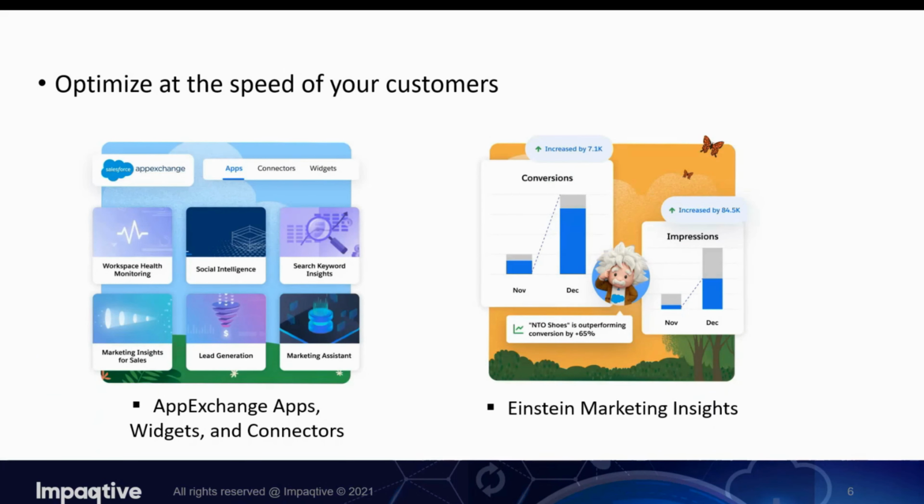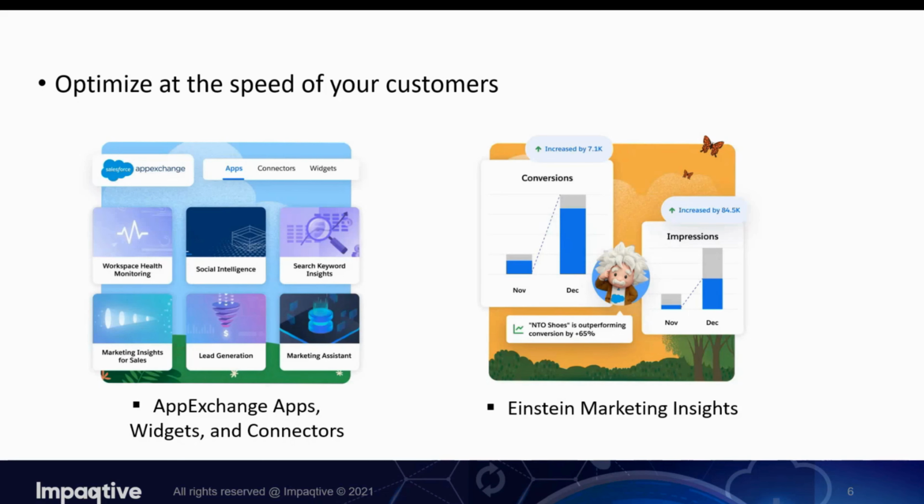Next is optimize at the speed of your customers. Here in the MDP, you can discover apps, connectors, and widgets made by experts, and they are ready to deploy on day one itself. Apps package data ingestion and visualization for marketing use cases like attribution, media mix, and more. You can easily kickstart your performance optimization. You can choose from a library.